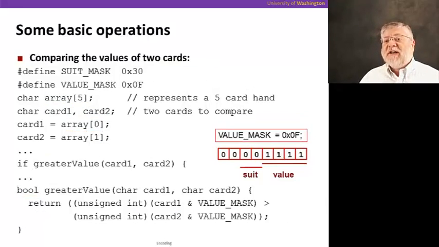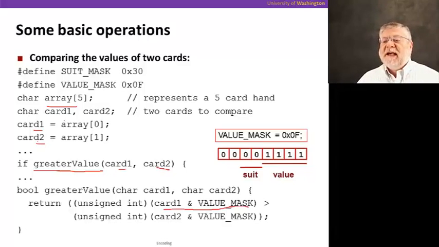All right, let's take a look now at comparing the values of 2 cards. Again, we have our array of 5 cards, our hand, and we compare 2 cards, card 1 and card 2. So which has the greater value? Is card 1 a greater value than card 2? So you'll notice here what we're going to do is apply a different mask to the card. This mask is value 0F, the value mask.